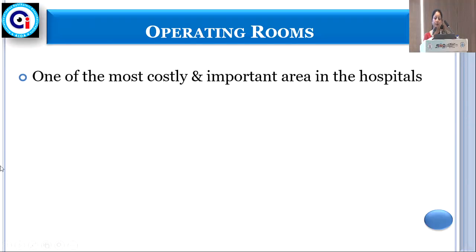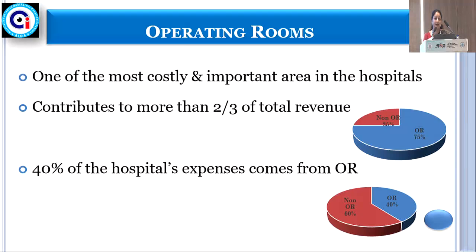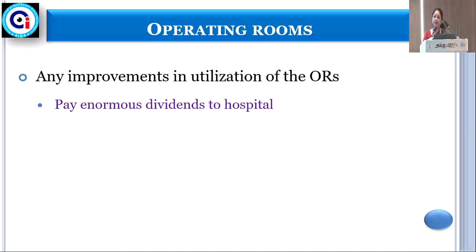We all know that the operating room is one of the most costly and important areas in the hospital, and it contributes 2/3 of the total revenue of that hospital. But expenses are also high. It is 40% of all hospital expenses which are coming from the OR. So any improvement in the utilization of the OR will pay enormous dividends to the hospital authorities.